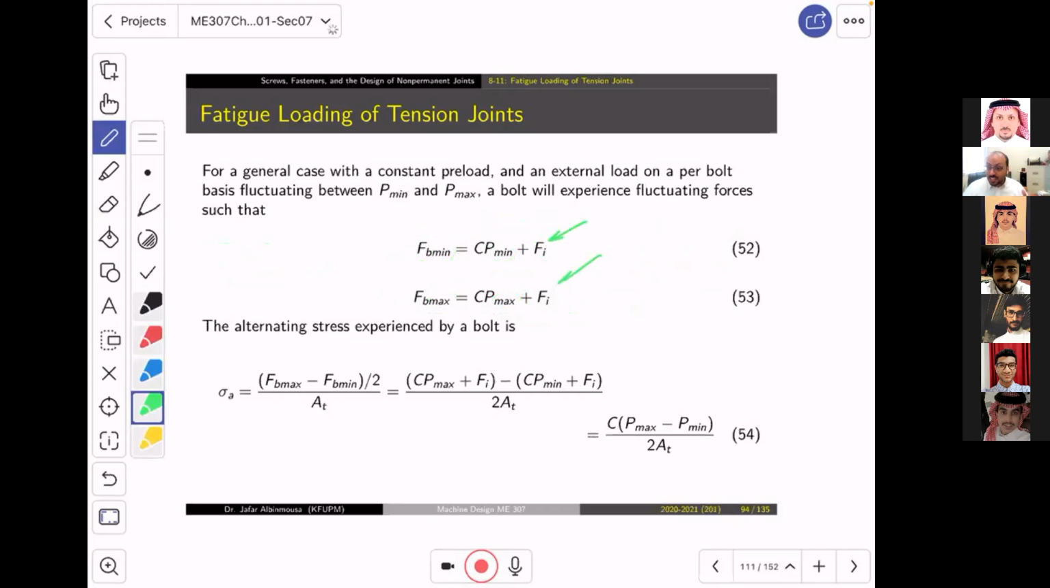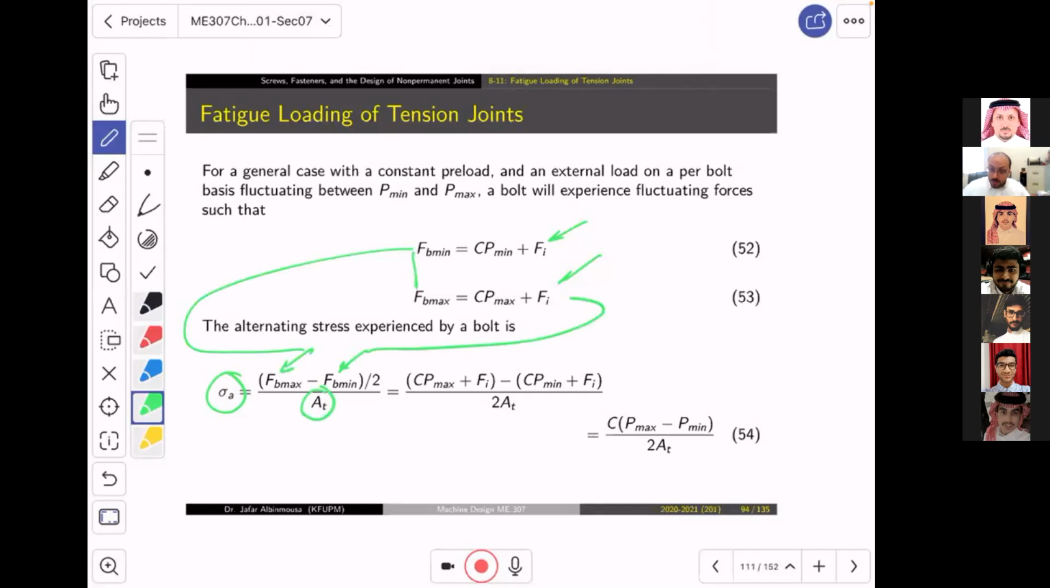So what happened? This is a constant load. It will never be minimum or maximum. It cannot fluctuate. So what happened now? Just knowing that the amplitude is equal to F maximum minus F minimum divided by 2, then the stress is basically equal to that load amplitude over area. The area is going to be the tensile stress area, and that's why we have AT. Do you understand? Now look, I will substitute these values. Oh, I pointed to the maximum and minimum in the wrong way.